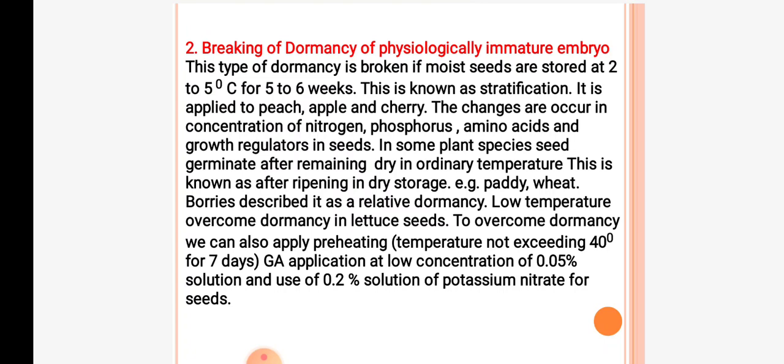Changes occur in the concentration of nitrogen, phosphorus, amino acids and growth regulators in seeds. In some plant species, seeds germinate after remaining dry at ordinary temperature. This is called after-ripening in dry storage. For example, paddy or wheat. Scientist Borris described it as a relative dormancy.